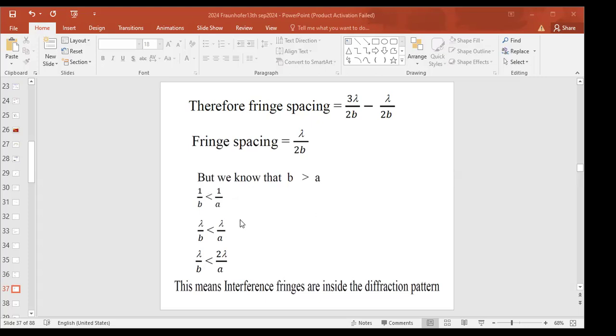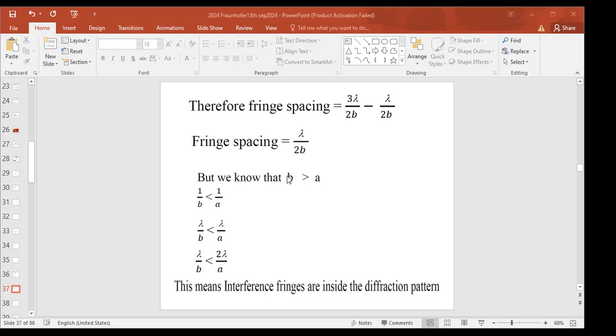Now what we are going to do is put all these patterns together. Since we don't know the exact values of b and a, we have to think about something and try to get the pattern. But definitely we know that b is greater than a. This is the distance between the slits, and this is the slit width. So according to our theory, b is greater than a. If you use this relationship, then 1 over b is less than 1 over a.